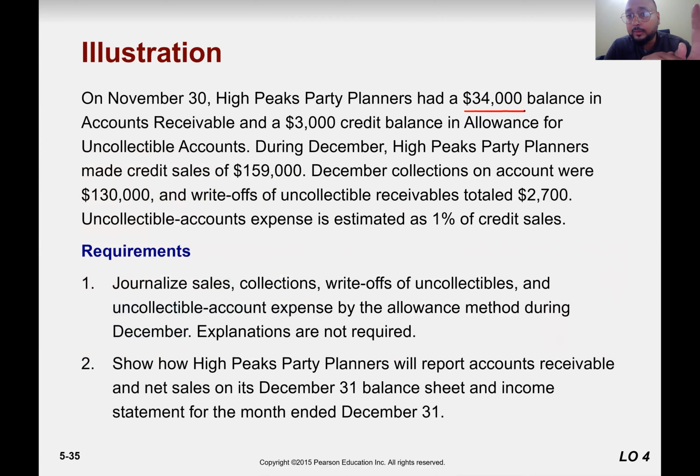So they have already balanced. So this balance is debit or credit? Because account receivable is our asset, and asset normal balance is debit. 3,000 credit balance of allowance for uncollectible. So they already have the credit balance of allowance for uncollectible debt. Well done.